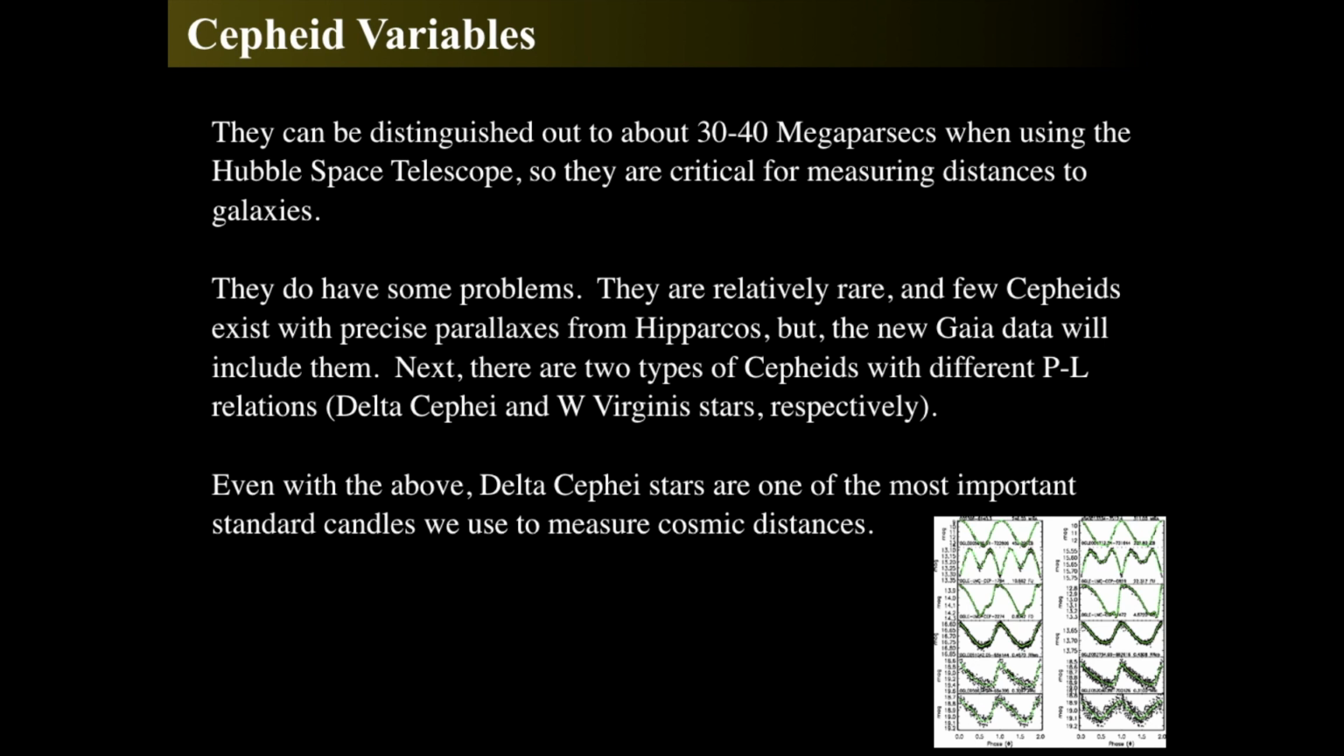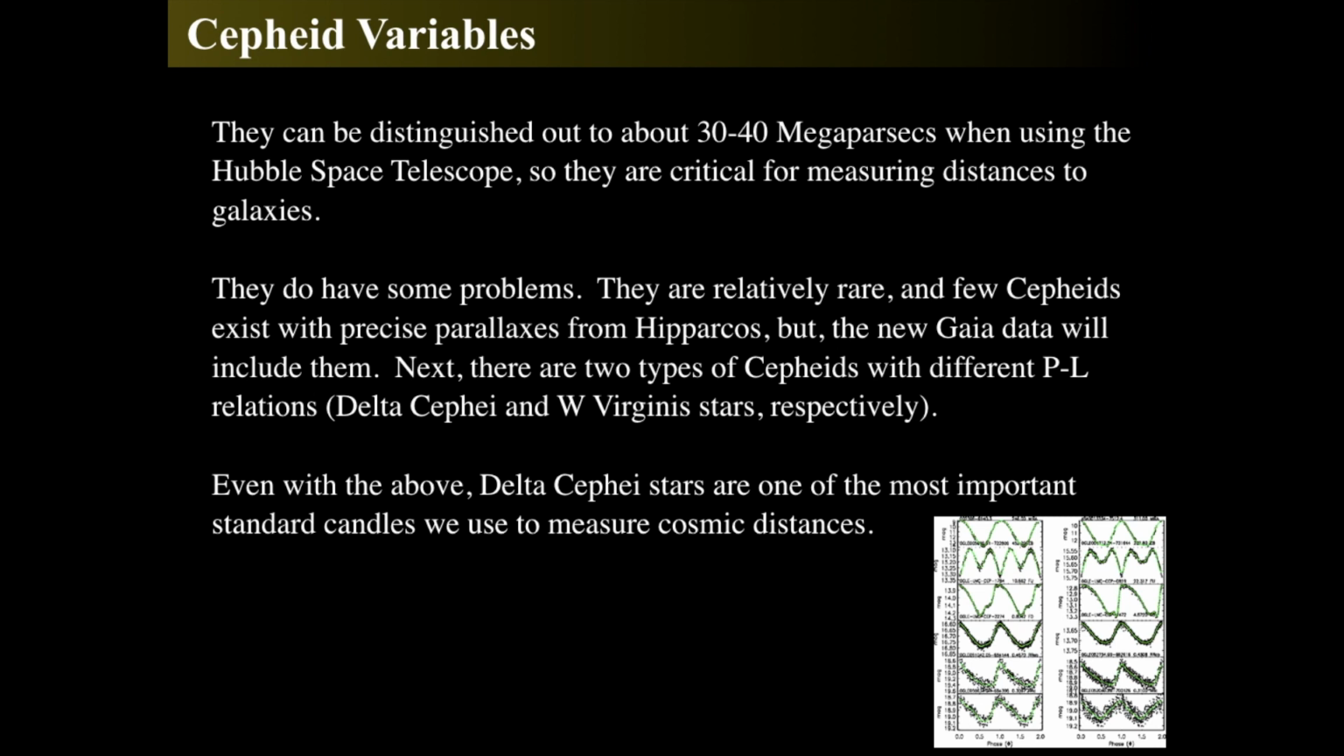And individual ones, because of their brightness, can be distinguished out to almost 120 million light years using the Hubble Space Telescope. But the problem is that Cepheid variables are rare. And as rare things, there are very few Cepheids that are nearby, so it's very difficult to get their parallax. But some Gaia data should be able to include them, and that's something you should be able to find if you go hunting around.